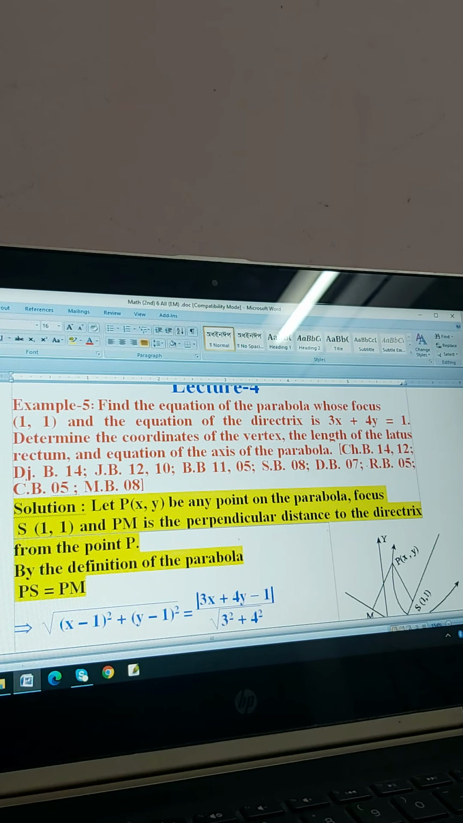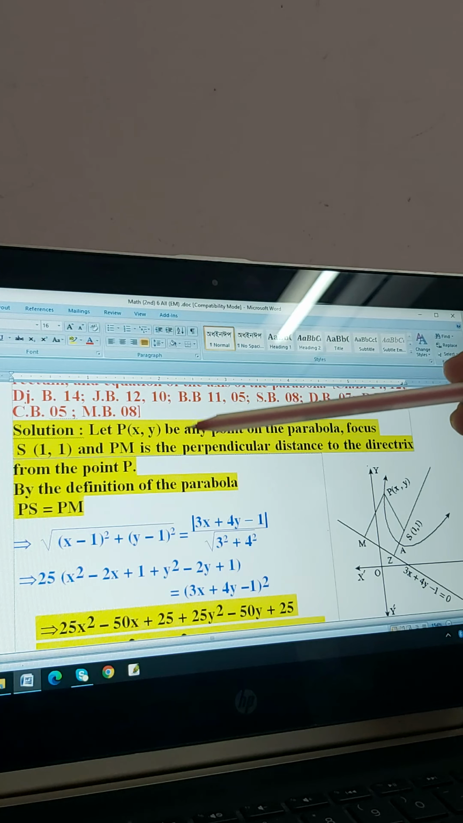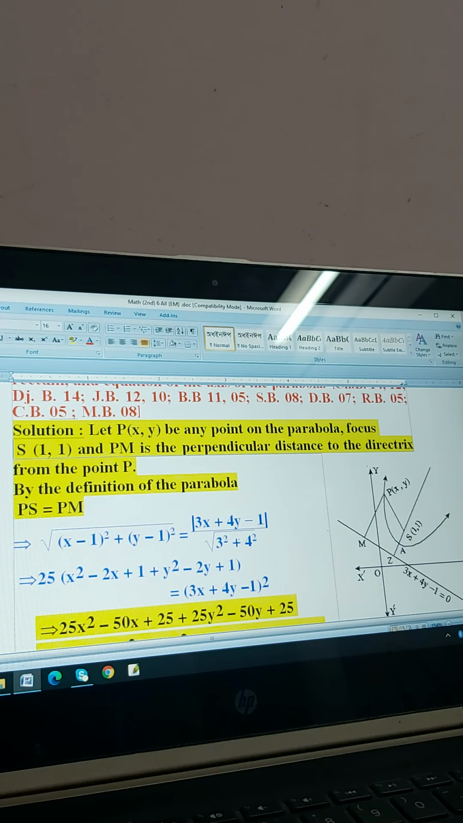This is the figure. Everybody draw the figure. This is the directrix. This is the parabola. Focus is S(1, 1). P(x, y) is a moving point. Let P(x, y) be any point on the parabola.